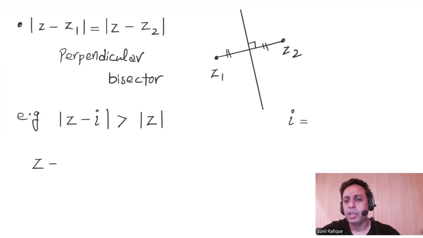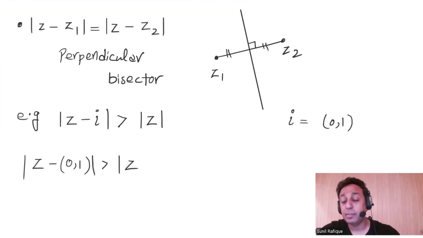Z minus what is just i in an Argand diagram. Remember, if you haven't worked on the basics of complex numbers, I'm going to be sharing the link in the description where there is so much about the basics of complex numbers and all the mechanics you need to understand. So this is just 0, 1 on an Argand diagram. And if no point is given, what is the point? Origin will be the point from which the distance is measured.